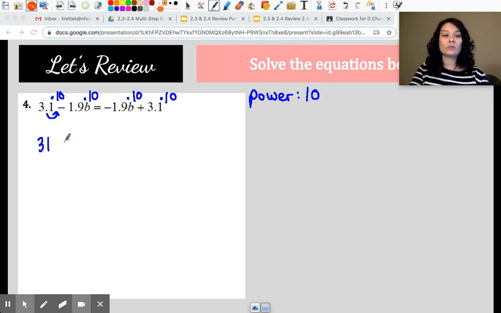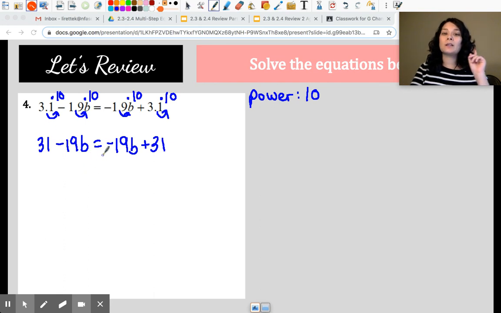The 3.1 turns into a 31. The 1.9 turns into a 19. It also has a variable. The negative 1.9 turns into a negative 19b. And then the 3.1 turns into a 31. Okay, it's also important to note that just like in the last lesson, if you saw parentheses, you would need to make sure to distribute before clearing the decimals, the same way we had to distribute before we cleared fractions. Okay, you cannot, and I repeat, you cannot just clear fractions and decimals if you see parentheses in the equation first. You will make a mistake.